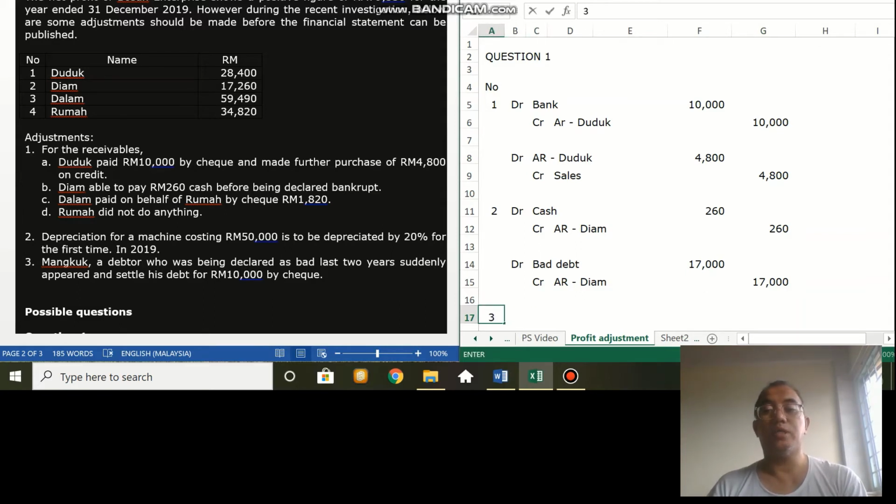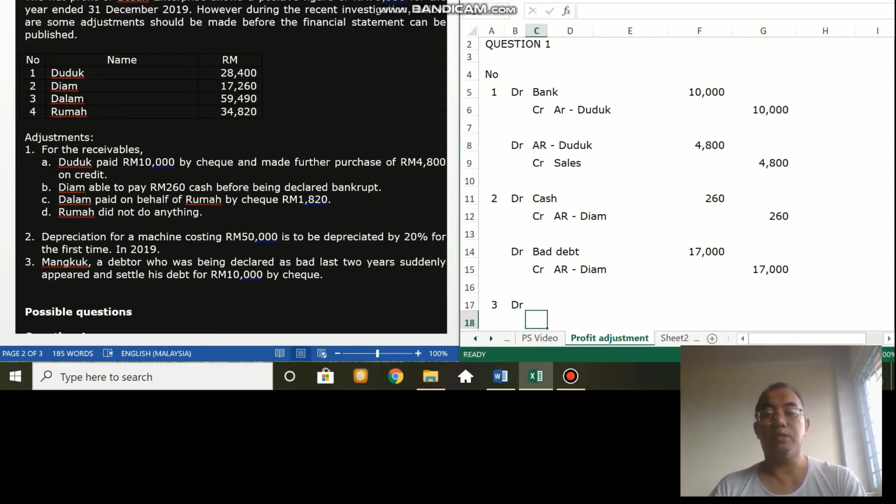I put here number 3, debit, credit. Dalam paid on behalf of Rumah. So Dalam didn't make any payment at all. He's busy with Rumah.